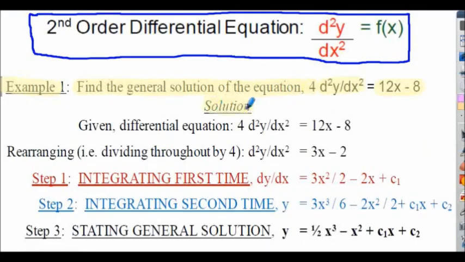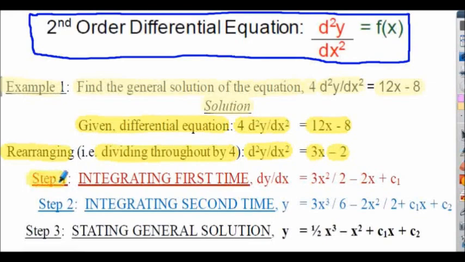So here's the solution. Given the differential equation shown above, the first thing we're going to do is rearrange the equation, in this case dividing both sides throughout by 4. So we have d2y by dx squared is equal to, and dividing the 12 by 4, that becomes 3x. And the negative 8 divided by 4 becomes negative 2. And essentially we're ready for step 1.